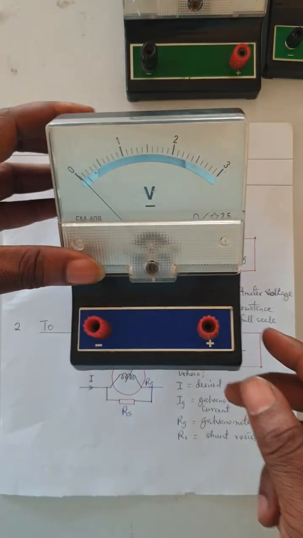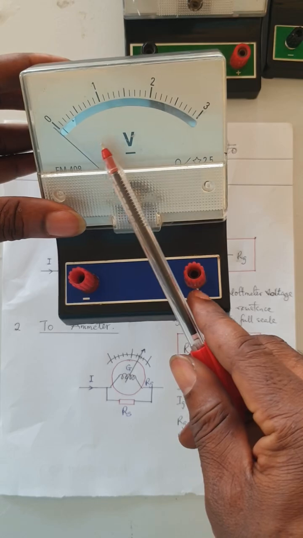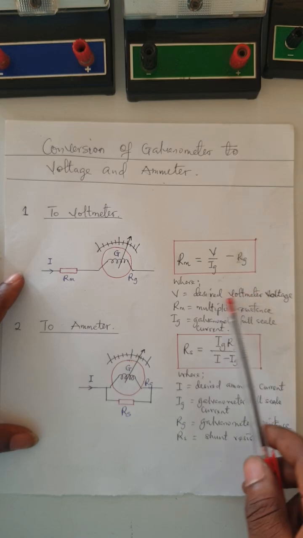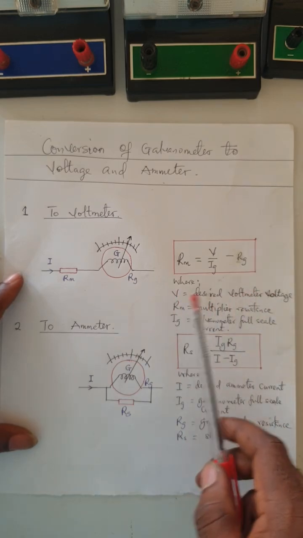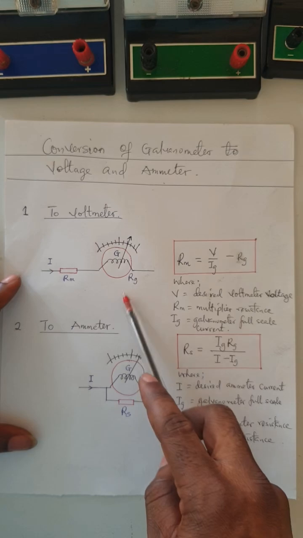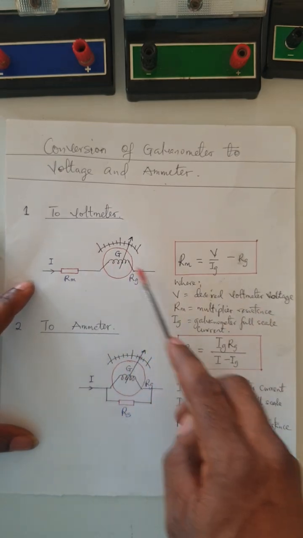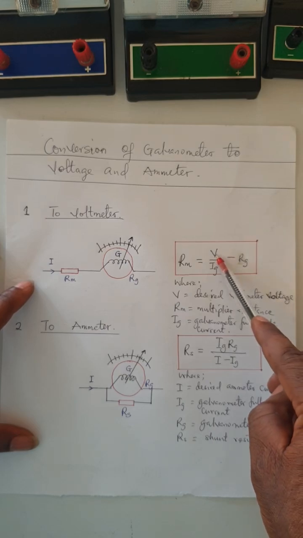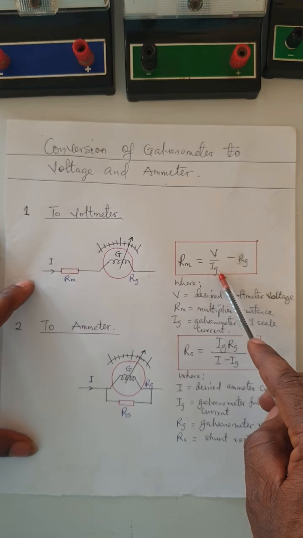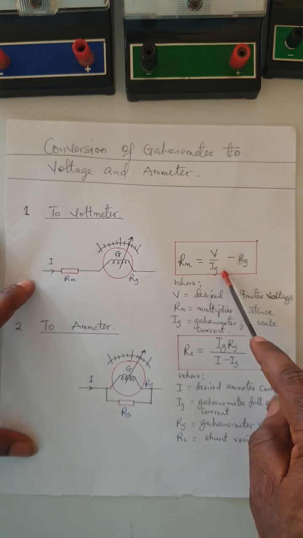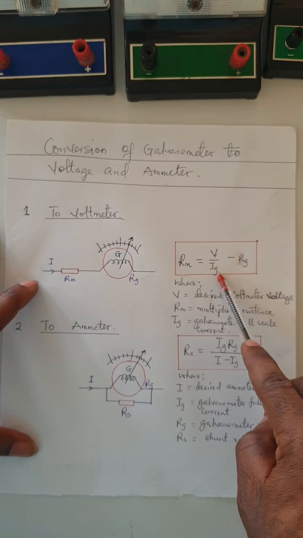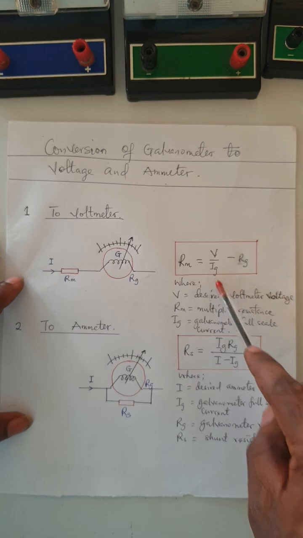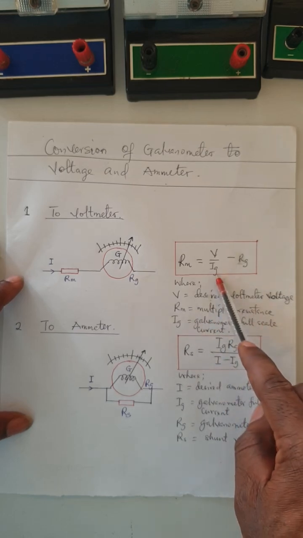Now the voltmeter we have here only reads a maximum of 3 volts. If we want our voltmeter to read more than 3 volts, that value of voltage we want the voltmeter we are designing, or converting the galvanometer into, to read is what we input here. And then the particular amount of current of the galvanometer is given here. The galvanometer we are converting to voltmeter, its current value at full scale deflection is here.